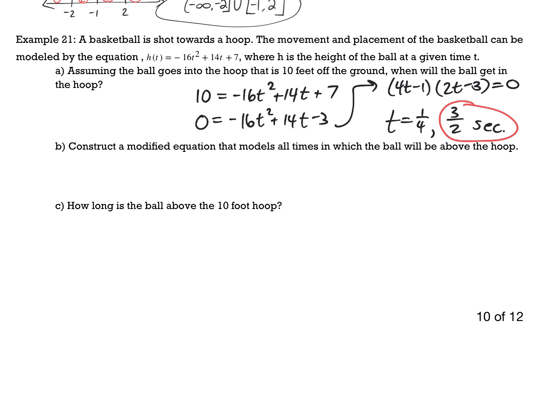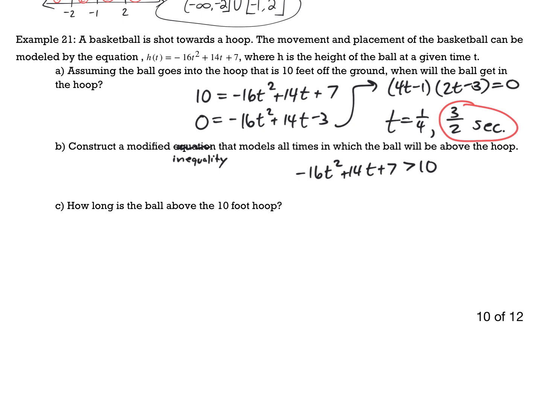Construct a modified equation, inequality, that models all times in which the ball will be above the hoop. Well, the height of the ball is negative 16t squared plus 14t plus 7, and we want to know when that height will be greater than 10.